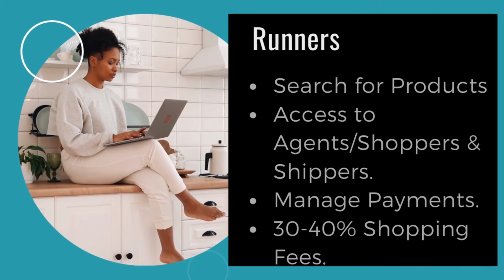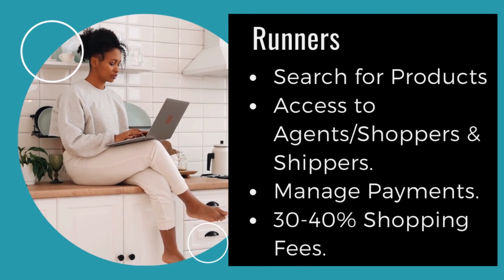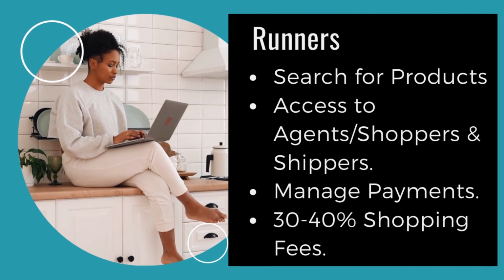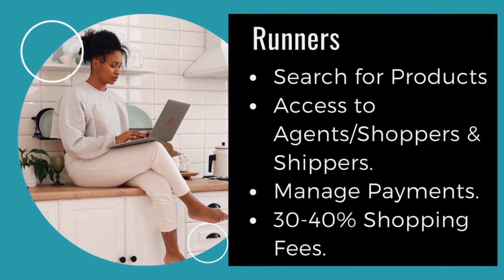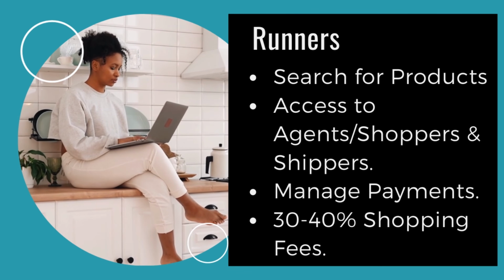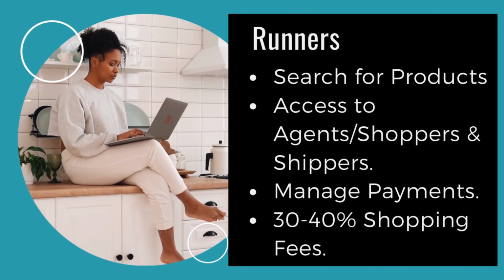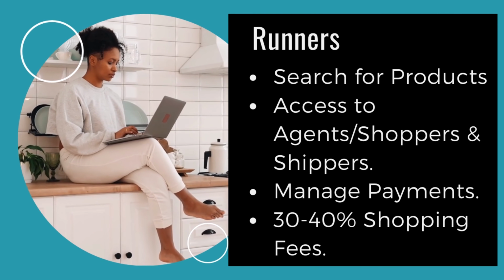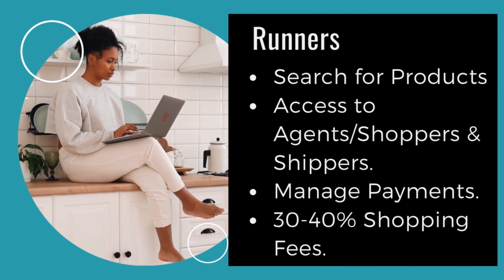So your runners are just the middlemen that are usually based within your local home country. You can find them on your Facebook groups, in your WhatsApp groups, just basically in your network, and they're the middlemen between you and the shopper. They do all the work that I'm talking about. They search products for you on 1688. They've got access to agents and shoppers.